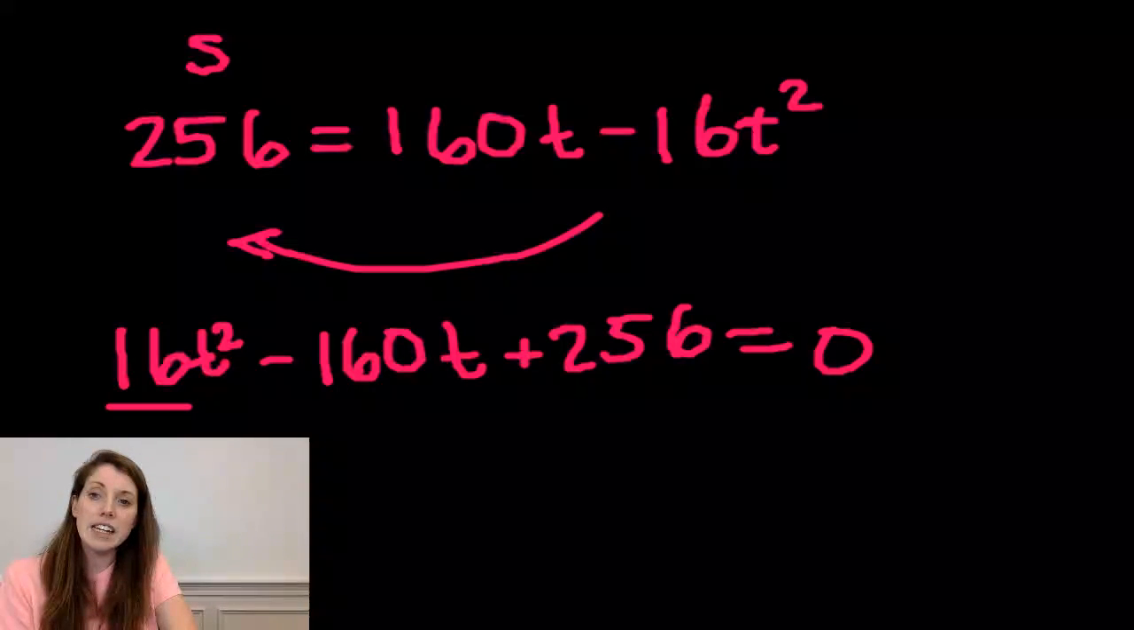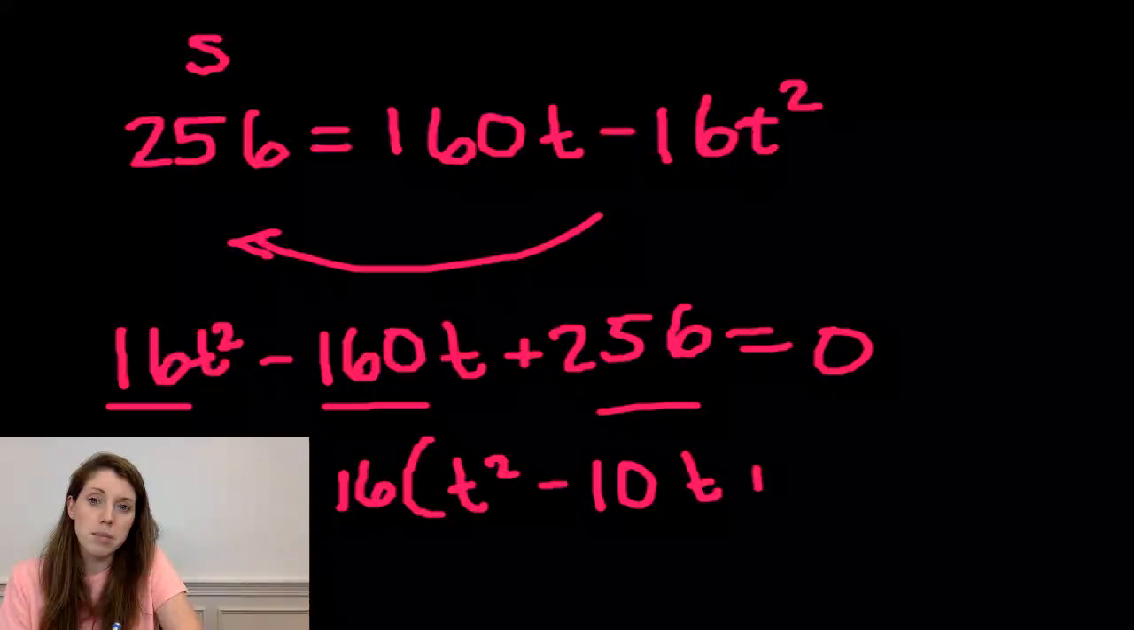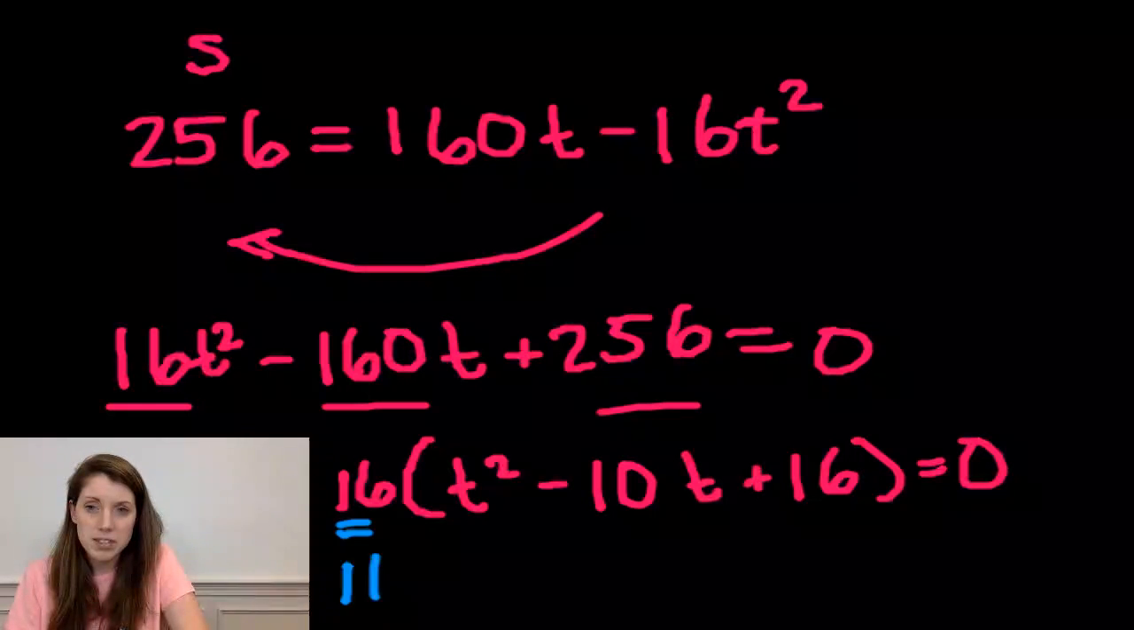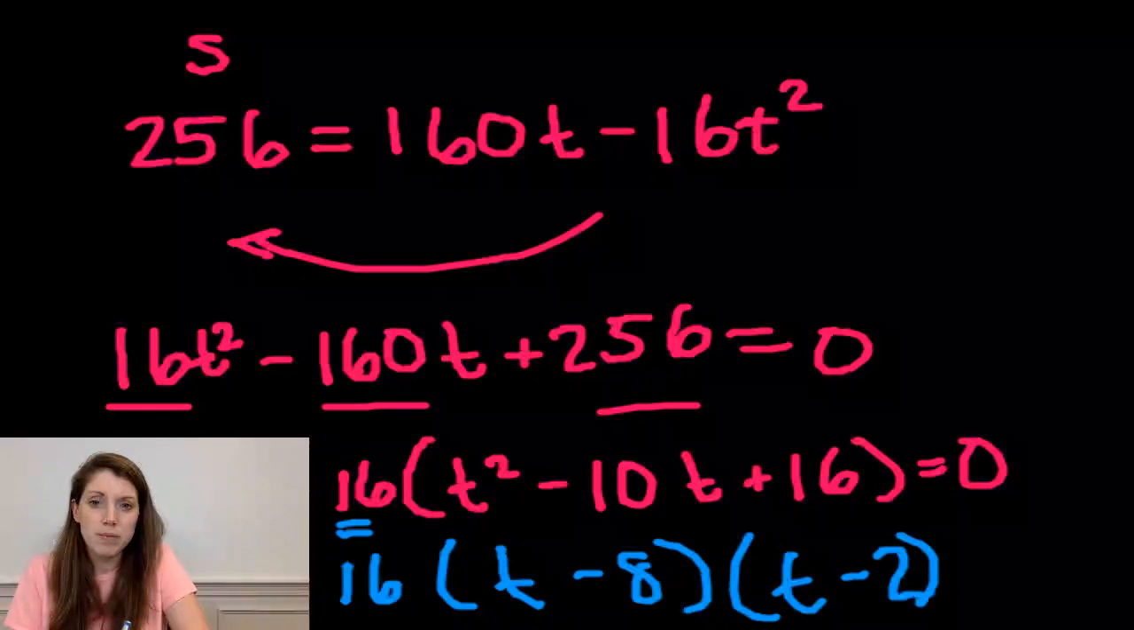We can see that each one of these terms is divisible by 16, and that's what makes this easy to factor, because I can pull that 16 to the front. I get t squared minus 10t plus 16 equals 0, just by dividing the 16 out. Is that factorable? Yes. You can kind of ignore the 16 because it's not going to change our answer right now, but it would be 16 on the outside. And then we'd have t minus 8 times t minus 2 equals 0.